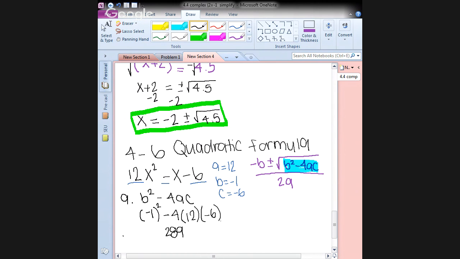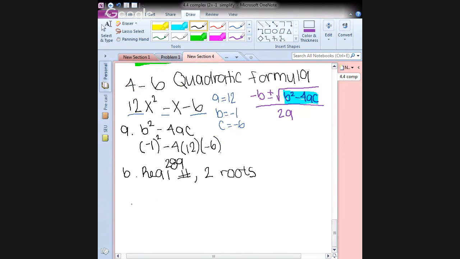So part B asked us to describe the number and type of roots. So I would have real numbers, and because it's positive and it is greater than 0, I would have 2 roots. Okay, and this is also found in your notes, this part that I'm doing here.